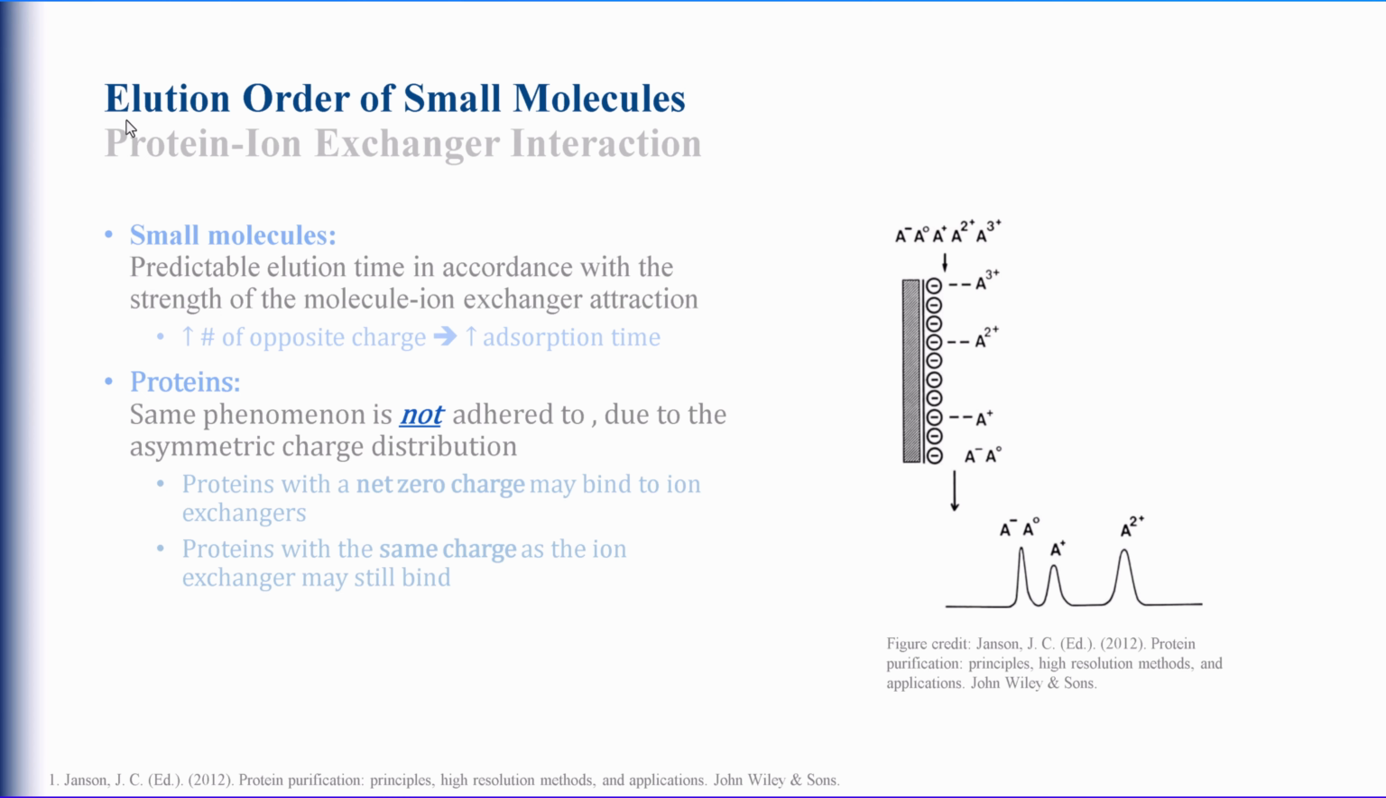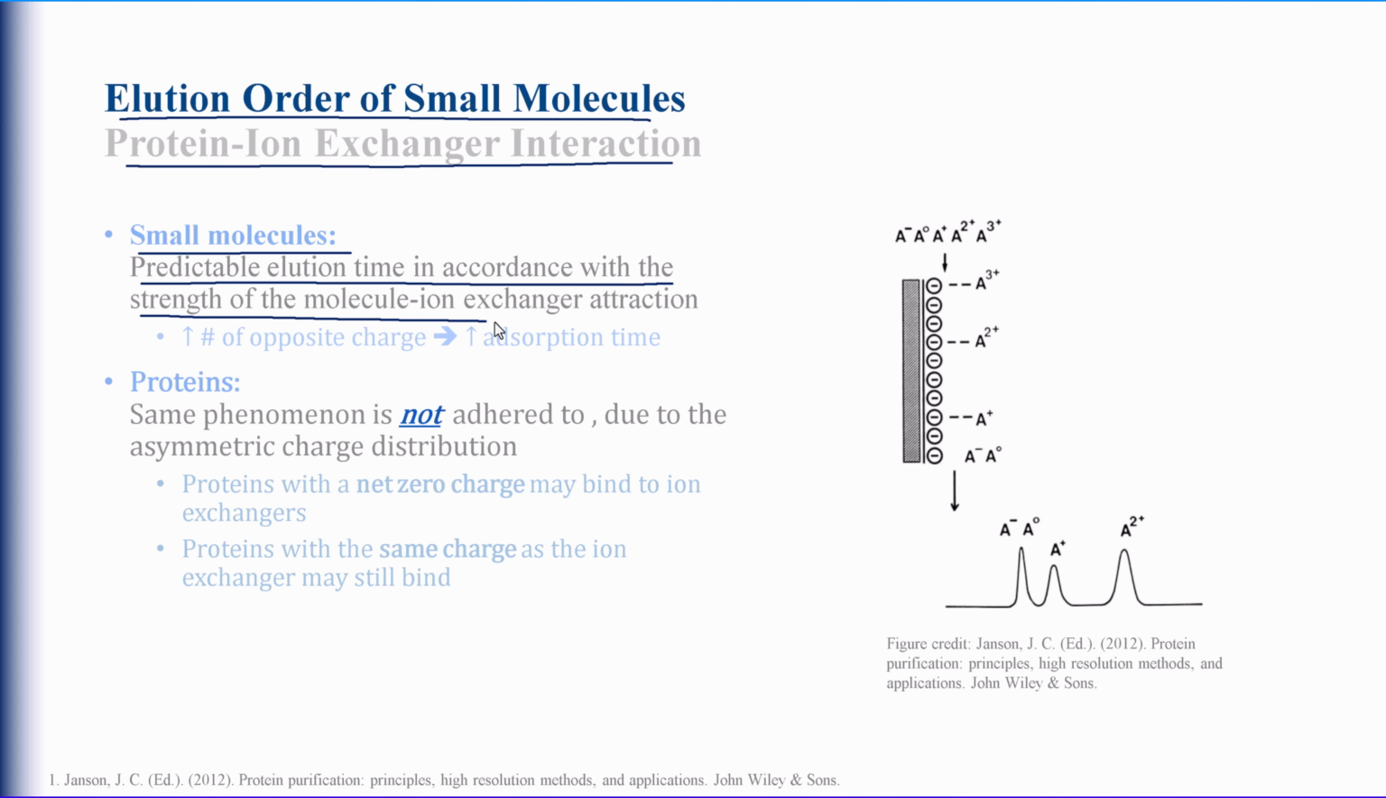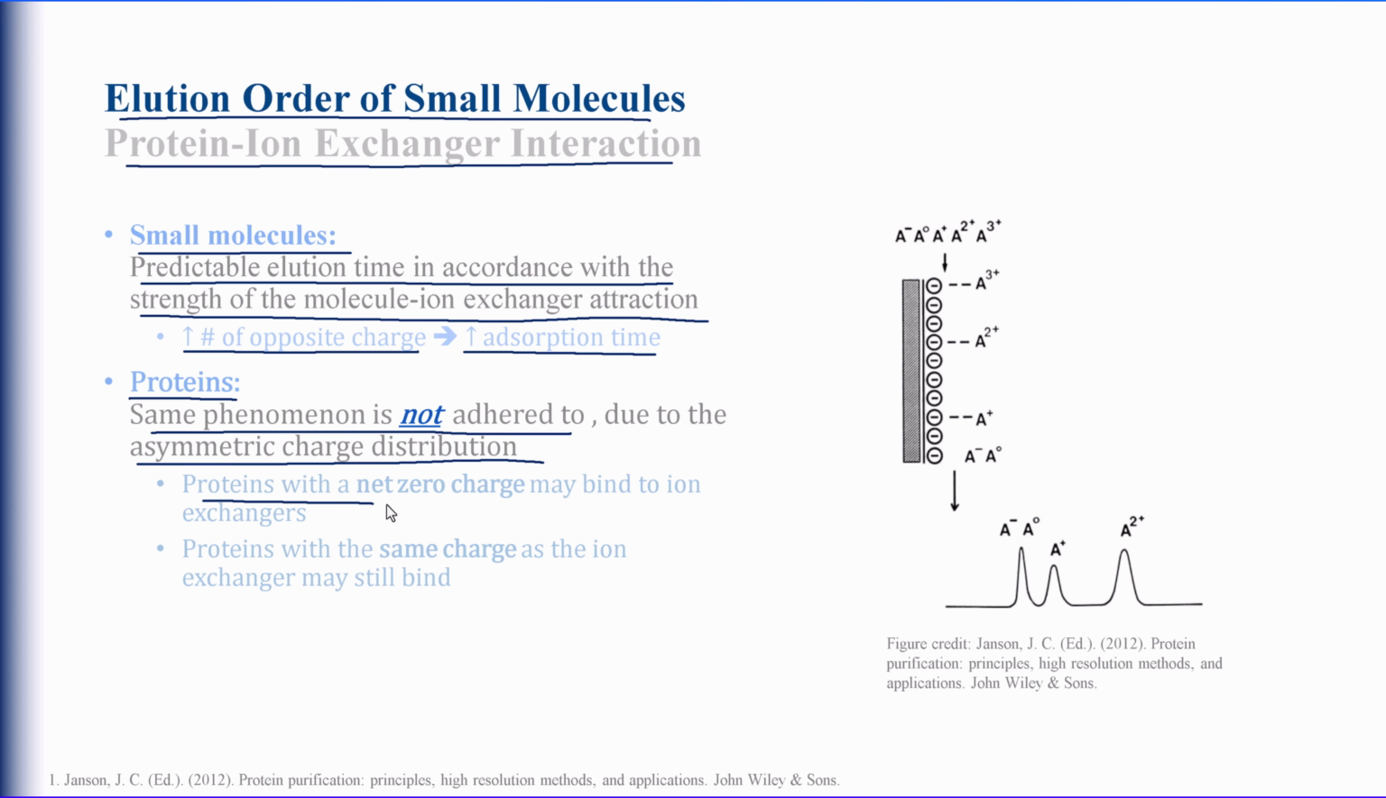It's important to recognize the elution order of small molecules with relation to protein-ion exchanger interactions. So small molecules have a predictable elution time in accordance with the strength of the molecule-ion exchanger interaction. So as you increase the number of oppositely charged groups, you increase the adsorption time to the column. On the other hand, when we discuss proteins, the same phenomenon is not adhered to due to the asymmetric charge distribution on the protein. So proteins with a net zero charge may bind to an ion exchanger.